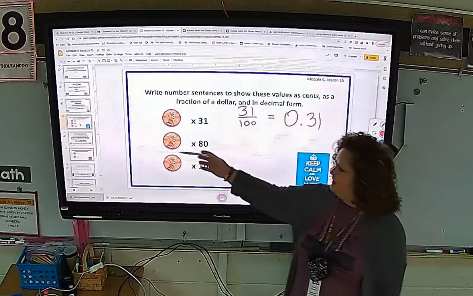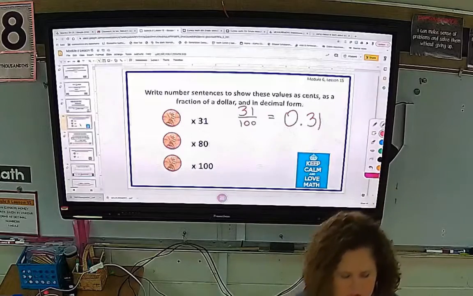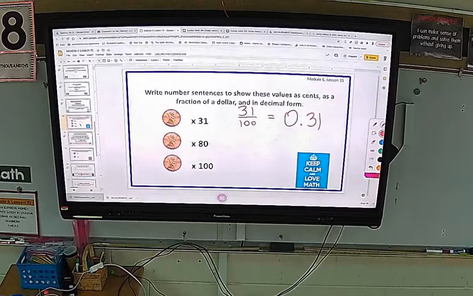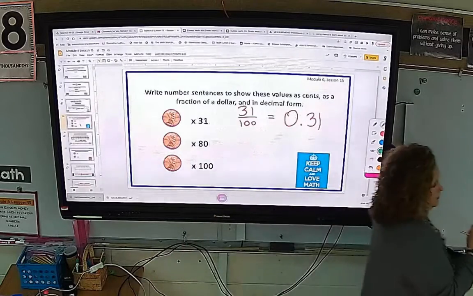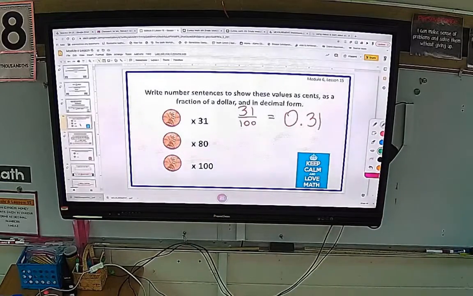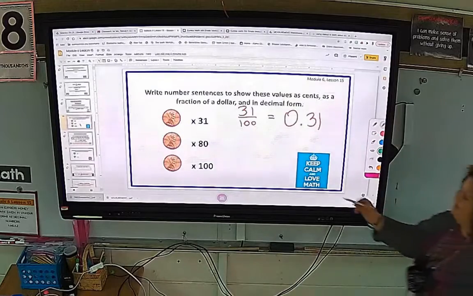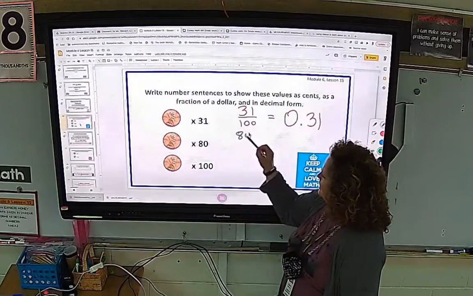Alright, so what about 80? Let's try the same thing with 80 and clear your board. If you have space and you want to put all of these on there, that's fine. Alright, so now that we know what we know about 31, what would 80 look like as a fraction of a dollar and as a decimal? Alright, what would it look like as a fraction? 80 hundredths. What would it look like as a decimal?